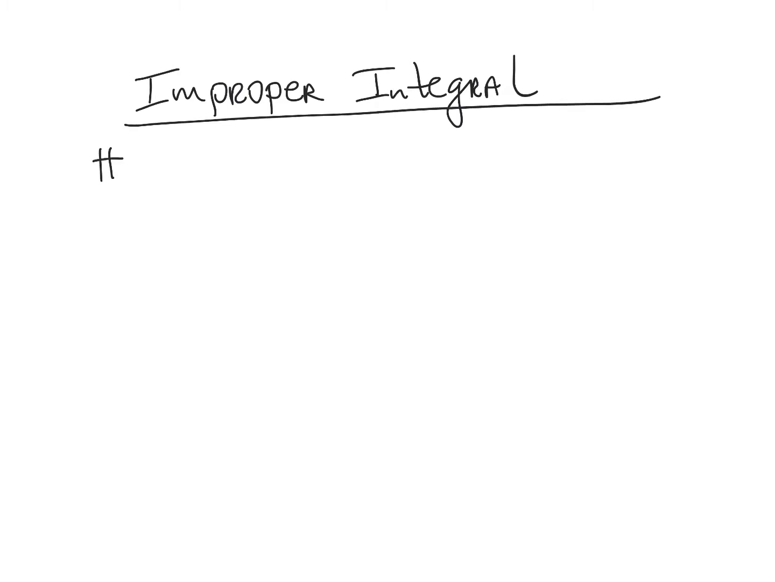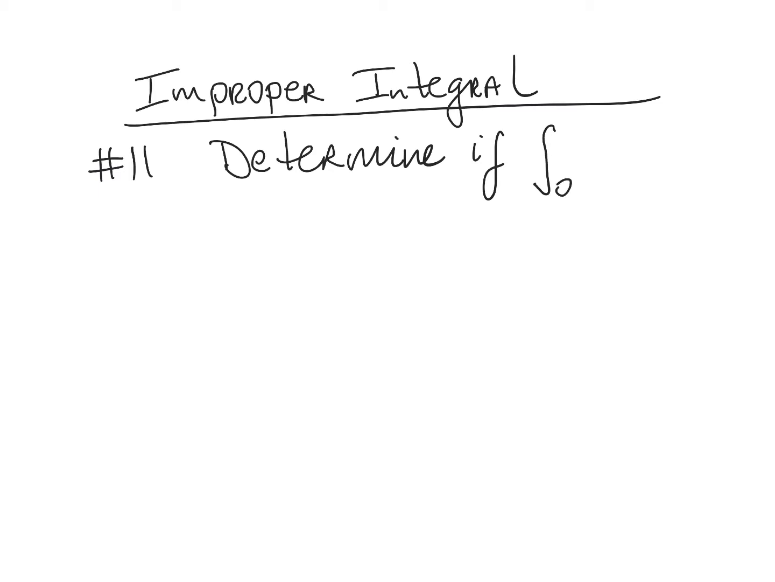In this video, we're going to look at another example of an improper integral, that is, how to determine if the improper integral converges or diverges. So we're going to look at the integral from 0 to 1 of natural log of x.